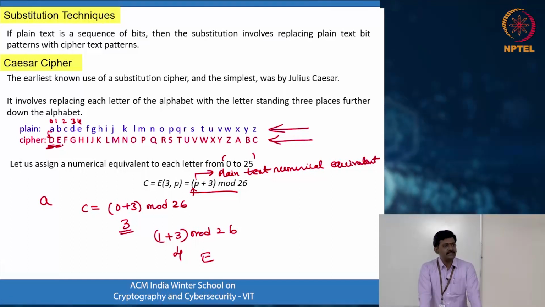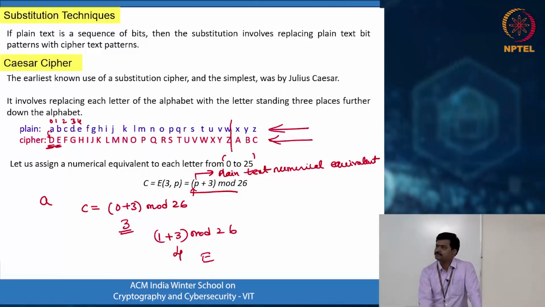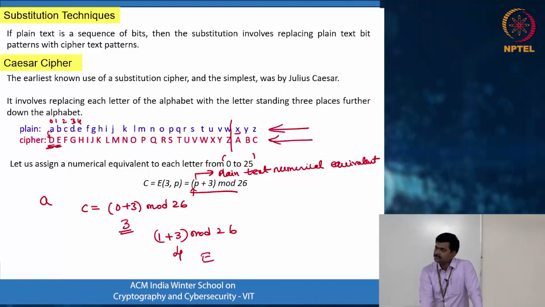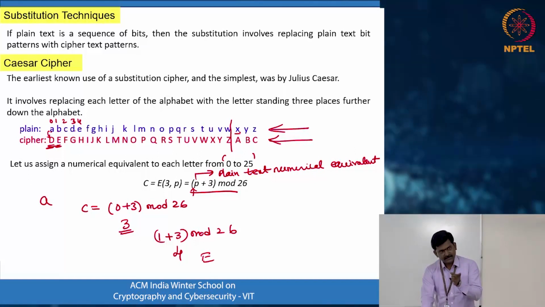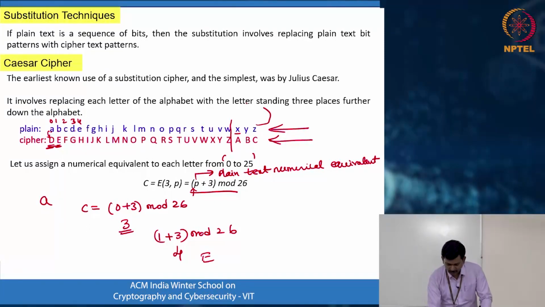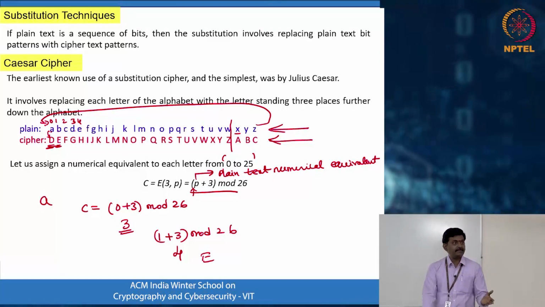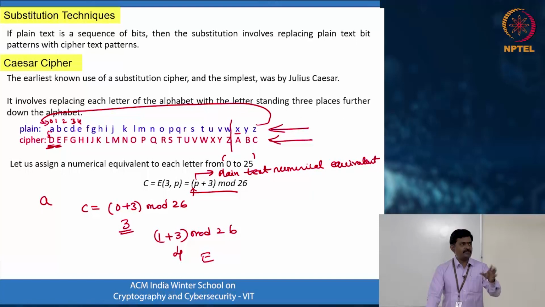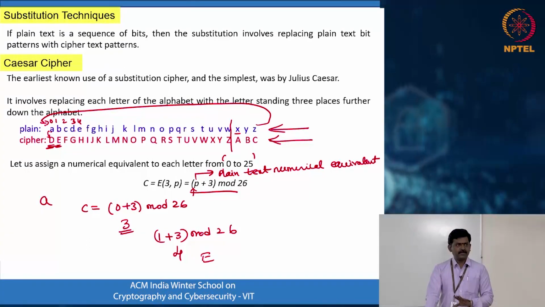Why do you need mod 26? The reason is, up to W there is no problem. When I have my plain alphabet X, what should I substitute? What is the alphabet that is 3 characters next to that? Nothing, until and unless I rotate. So I have to rotate back. How do I rotate back? Put the mod operator and you get the remainder. Go to that corresponding numerical value and pick that alphabet. So always you perform mod 26 there. Are you able to understand?